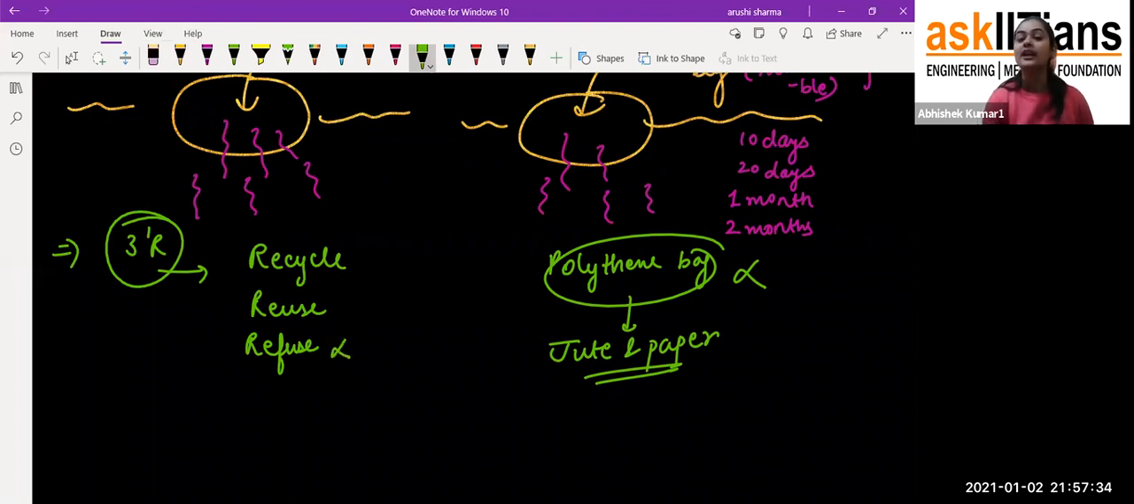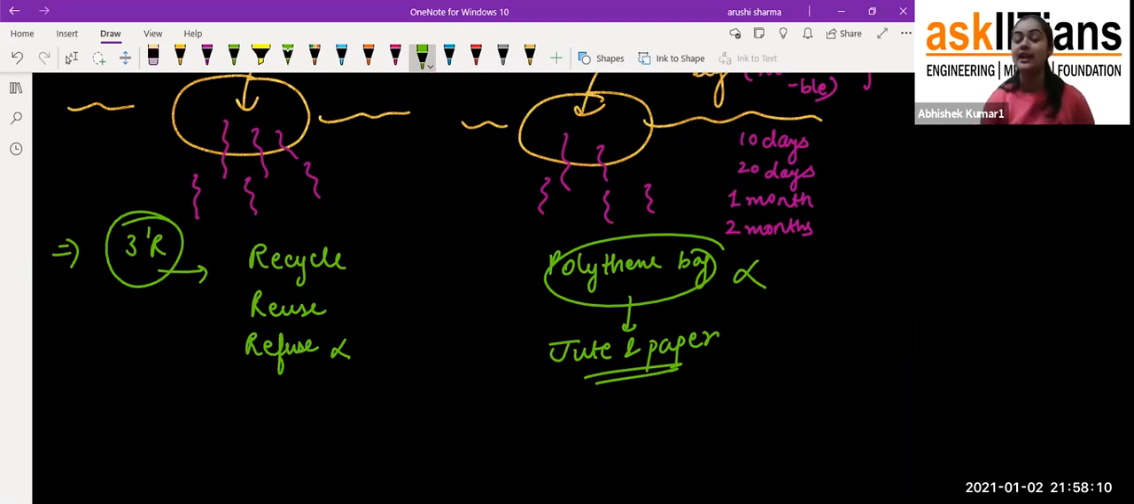This is how. Now, reuse means that if we have a bottle and it can be reused, just try to reuse it. Recycle: if we have a chair and one leg of that chair has been broken, we can remold it, recast it into a different shape, and use it again. So that's how, students, we can somewhat decrease the usage of plastic, because it has a very adverse impact on the environment.